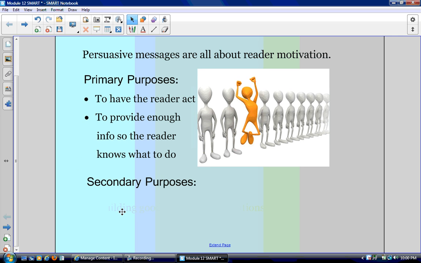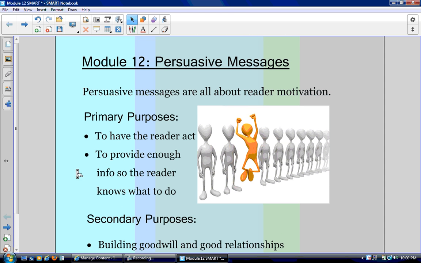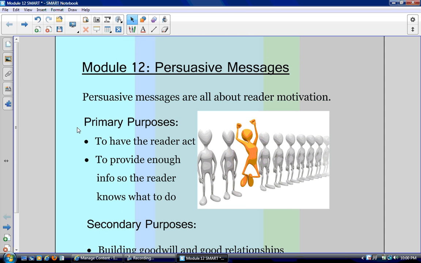Your secondary purpose, of course, in persuasive messages is, as always, building goodwill and maintaining strong and good professional relationships. So you want to be aware of that as you're persuading. You want to respect the other person's integrity and not look to manipulate them, but to give them honestly and objectively the information that they need.